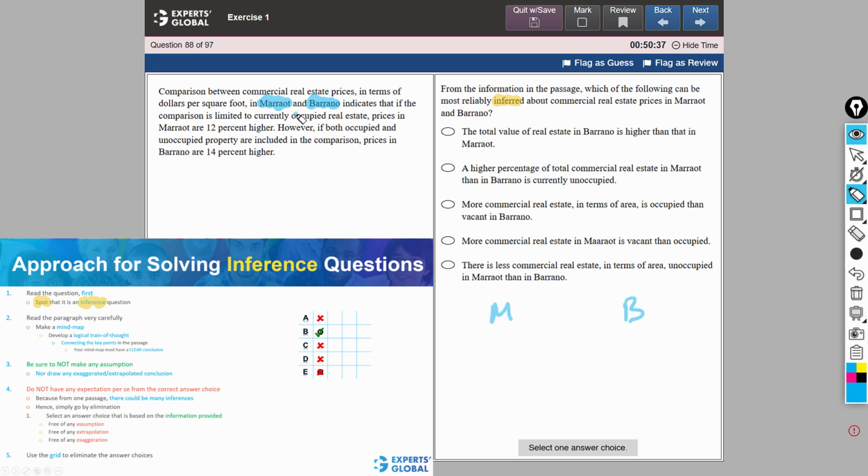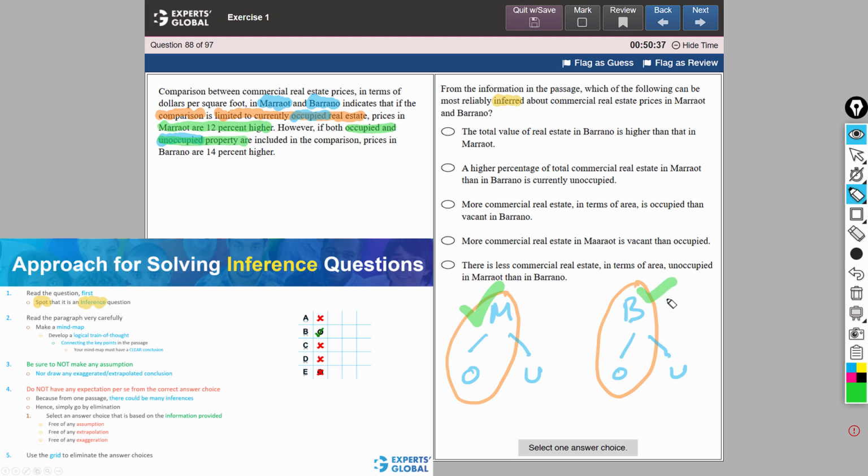Then it's about occupied and unoccupied property. Both the geographies would have some occupied and some unoccupied properties. It's mentioned that when comparison is limited to occupied properties, that means MO and BO, M wins, and when comparison is among all properties, then B wins.